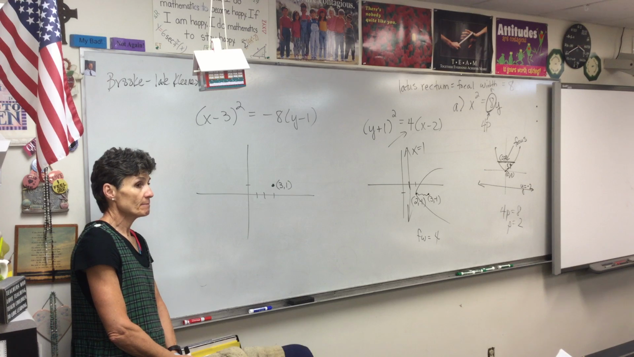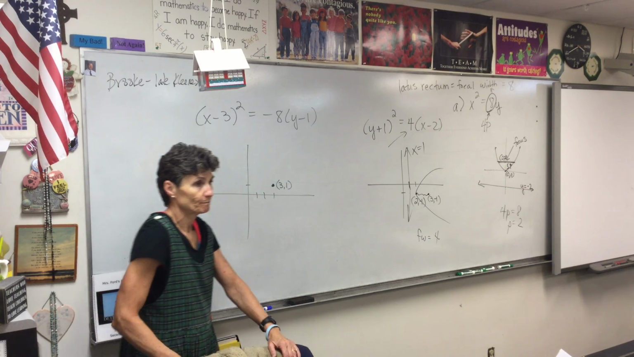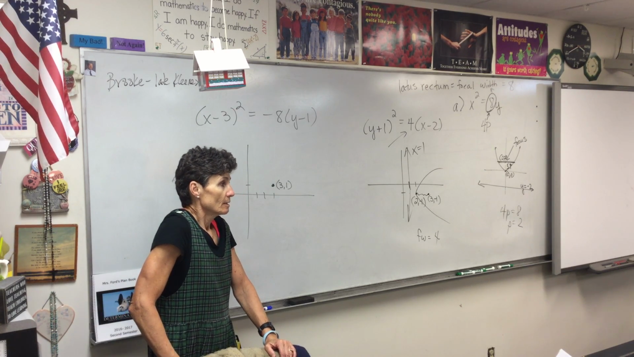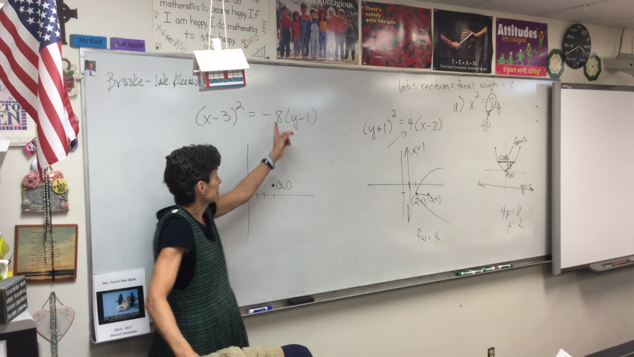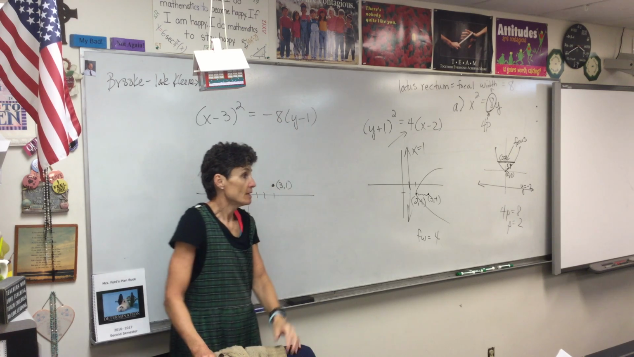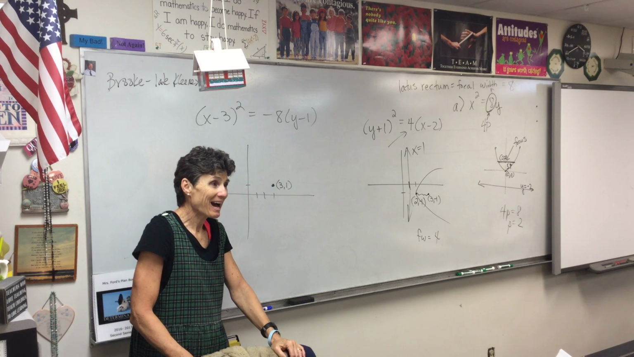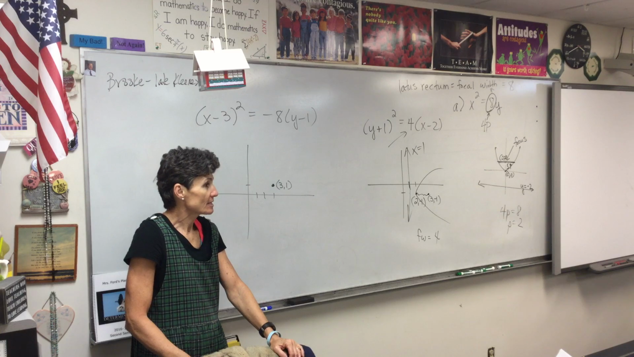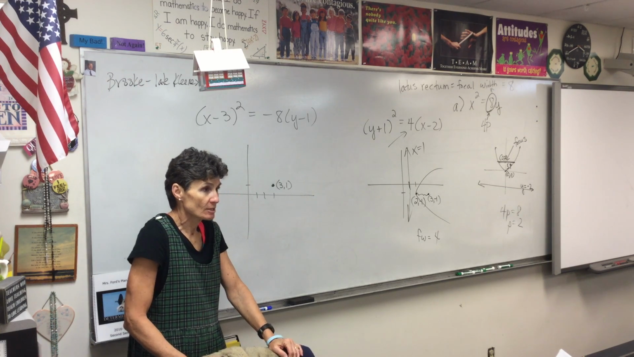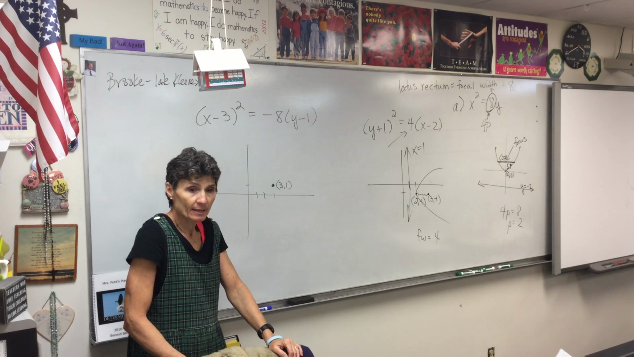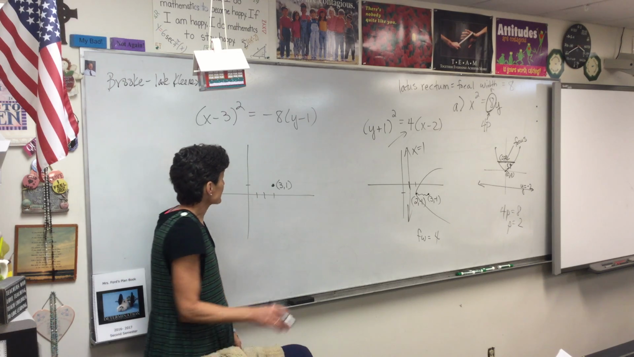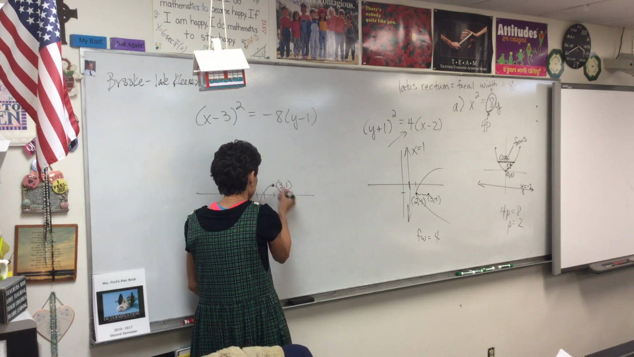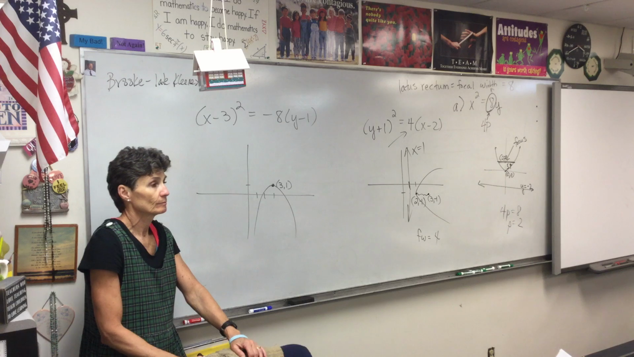Now here comes a big question. Which way does it open? I've heard down and I've heard left, and those are both good answers because this is a negative. But this is not a Y side. This is an X. Which way do X's open? Up and down. X squares open up and down. Since that's a negative, this guy is opening down.